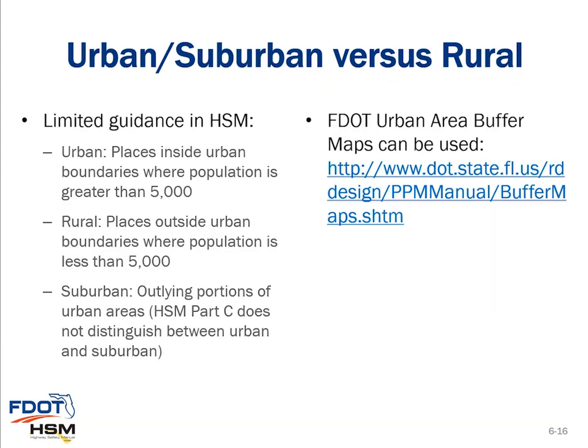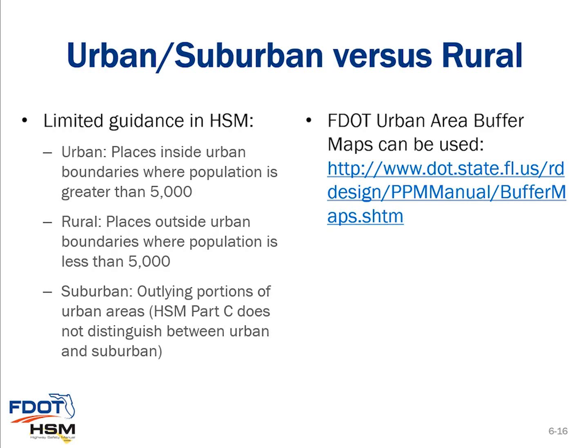So as a refresher, the HSM does provide guidance on urban, suburban versus rural. And there's often questions about, do I apply Chapter 10 rural two-lane highway, or do I apply Chapter 12 urban, suburban on a two-lane road? Well, the guidance in the HSM is limited, but it does state, and it does follow the FHWA guidance, that an urban roadway and an urban facility is placed inside urban boundaries where the population is greater than 5,000. Rural are areas outside urban boundaries with population less than 5,000. And suburban is really not defined, but is lying between the two.